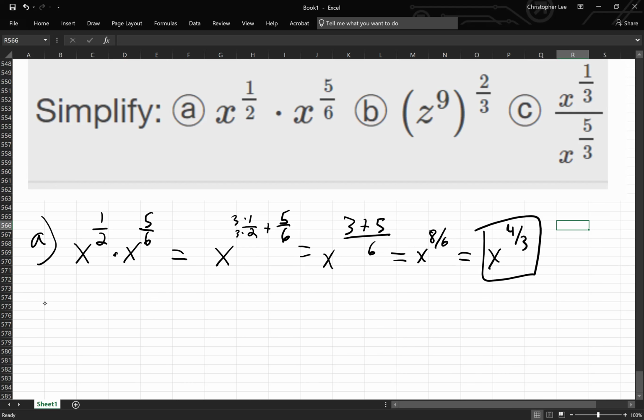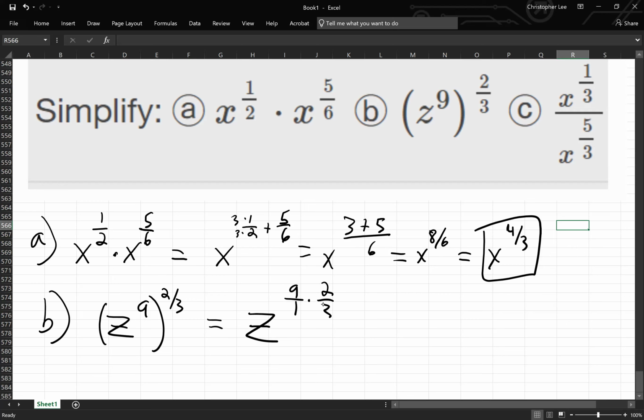All right, let's look at B. For B, this is z to the 9 power raised to the 2 over 3 power. Anytime you raise a power to a power, you multiply, right? So this becomes z to the 9 over 1 times 2 over 3. Multiplying straight across, 3 goes into 3 once, 3 goes into 9 3 times. 3 times 2, the answer is z raised to the 6 power. Questions on this, anybody? You can also multiply and then simplify.